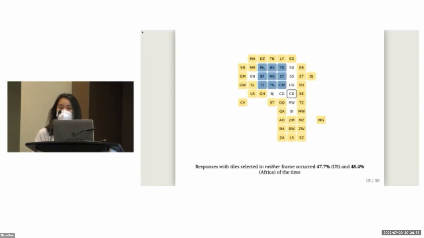The most common response pattern was one where the individual left tiles unselected. They have a small selection in present, they have a larger selection in absent, but they're not perfectly complementary. So there are some states that were left unselected. This occurred about 50% of the time in both the US and Africa. And then lastly, we have a non-complementary response pattern where there's some mix. They have some overlap and some tiles that they didn't select in either.